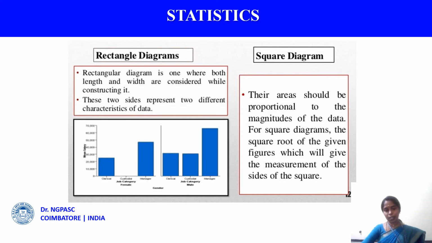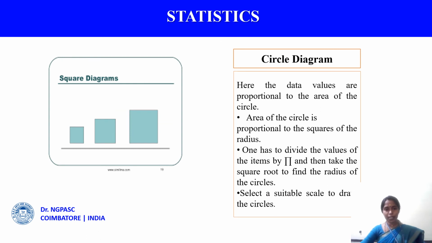The next two-dimensional diagram is rectangle diagrams, square and circle diagram. So rectangle diagram is one where both length and width are considered while constructing it. Okay, these two sides represent two different characteristics of data. So these diagrams we are not using most probably. Under two-dimensional we used to represent in pie diagram. Okay, then square diagram, the same thing. Instead of rectangles, we will be using squares for the measurement. Here we will be finding the square root of the given figures, which will give the measurement of the sides of the square. So an example square diagram is given here.